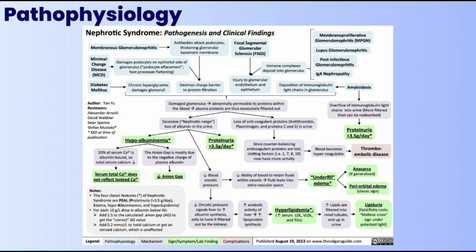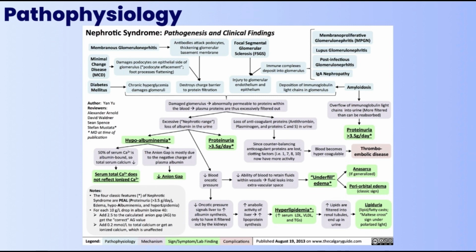The second main pathophysiological process that is triggered by nephrotic syndrome is the loss of anticoagulant proteins such as antithrombin, plasminogen, and protein C and S into the urine. Since the counterbalancing anticoagulant proteins are lost, the clotting factors such as clotting factors 1, 7, 8, and 10 now have much more activity in the bloodstream. The blood becomes hypercoagulable, resulting in an increased prevalence of thromboembolic disease.